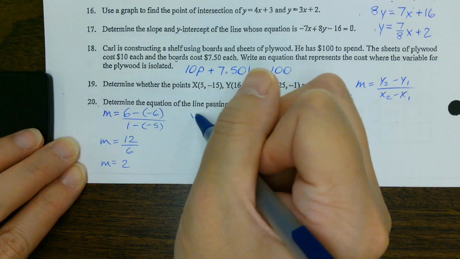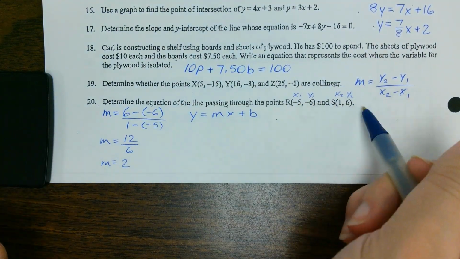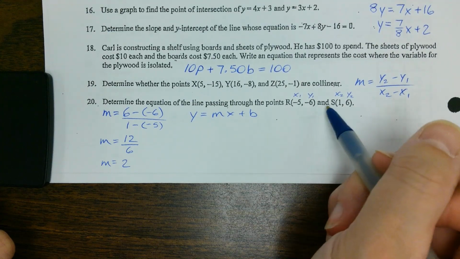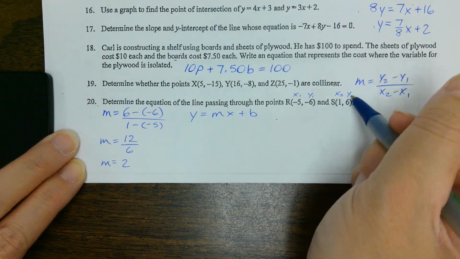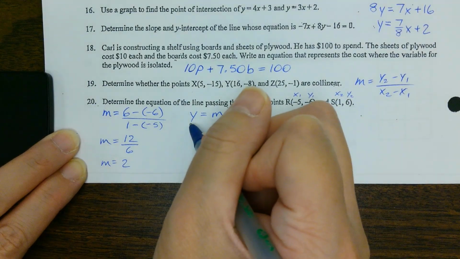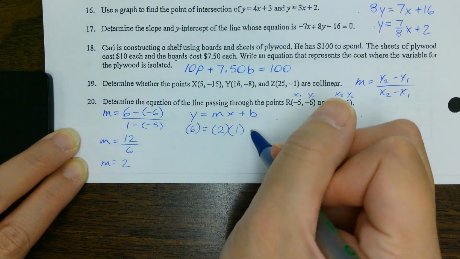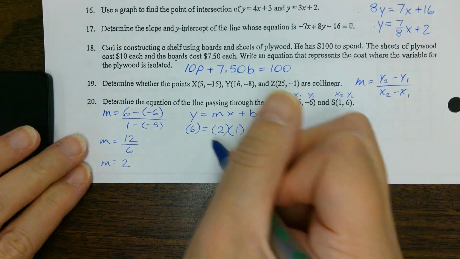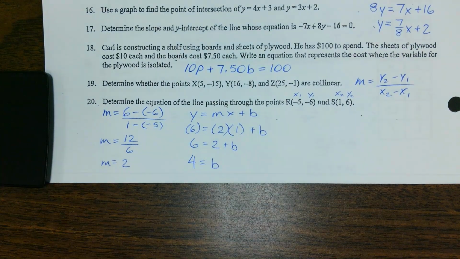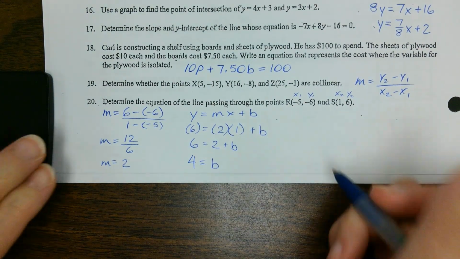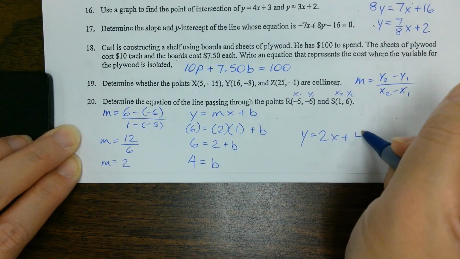Okay, so in y equals mx plus b now, I'm going to use one of these points. Which one looks like a nicer point to use? The positive one. Yes, I like positive numbers more. So this is your x, this is your y, this is your m. So 6 equals 2 times 1, and you're trying to solve for b. So 6 equals 2 plus b. When you move it over, 6 minus 2, you get 4. So what's my equation then? y equals 2x plus 4. That's it.